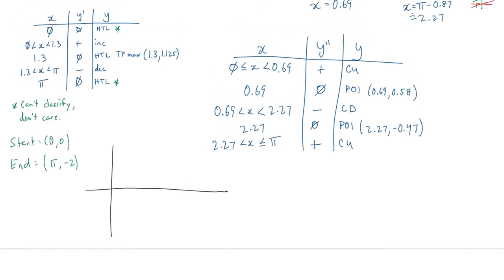And let's see, I would be doing A, B, C, and then maybe even D, or maybe I would even label the start as A. But I'm starting at 0, 0. I'm going up to a turning point max at 1.25. I'm crossing down and I'm ending at -2.